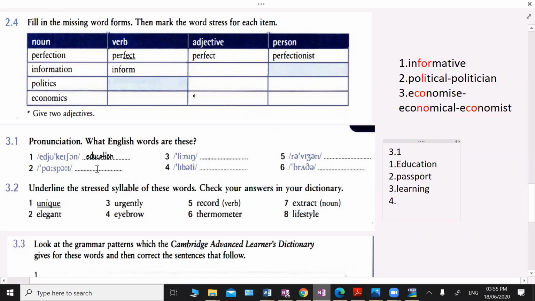Okay, now the next one, learning. Number 4. Can you look at number 4, please, and tell me what is number 4? It's easy. Number 4, don't go to the next one, please. Number 2, passport. Number 3, learning. Number 4 is library. That's right. Number 5. What is number 5?